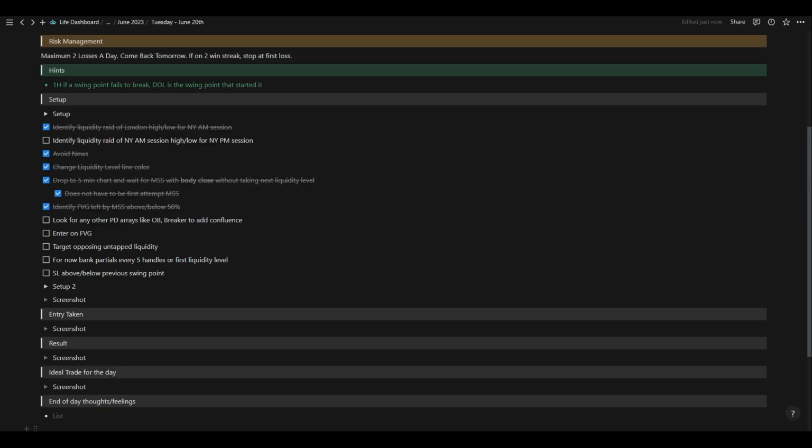And that's working? Okay, that's back up again. So we did that. Enter on that fair value gap. We did. Target opposing liquidity. We did. For me personally, I'm banking partials, most of them, at that first liquidity level or even 5 handles. I'm just trying to get out of some drawdown, so I'm taking as much off as I can right away.